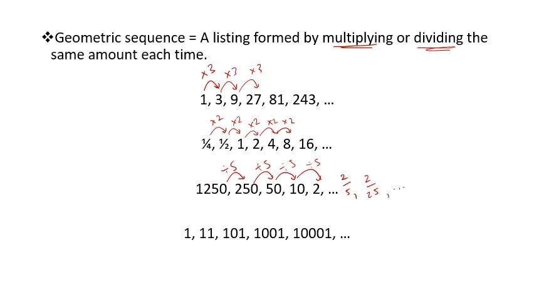Now, you could think of this as also we're multiplying by 1/5, which does the same thing as dividing by 5. So either one of those would work, and they both allow it to be a geometric sequence.